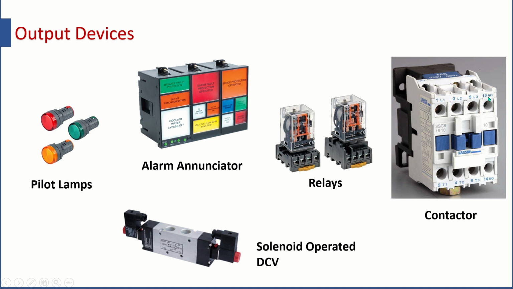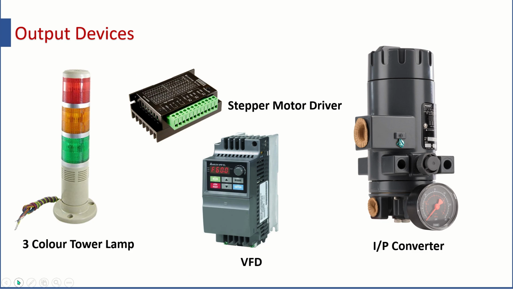And here you can see this is the coil terminal. You can pass current through this coil, and accordingly L1 will be connected to T1, L2 will be connected to T2, and L3 will be connected to T3. Finally, you have solenoid operated direction control valves, which are extensively used in hydraulic and pneumatic applications. Then you can use a color tower lamp, especially in manufacturing industries as well as in process industries, to show the status of some operation.